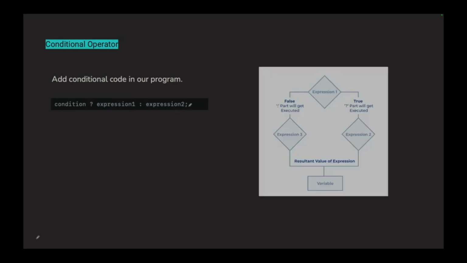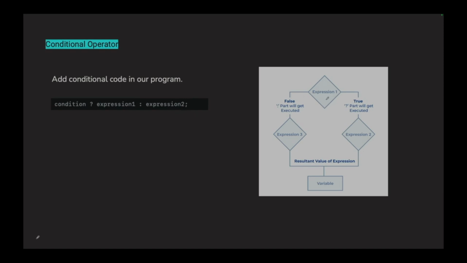Next is the conditional operator. The conditional operator is also one of the statements we frequently use in our program. Adding conditional code in our program will make it very easy to solve small conditions. This is the syntax for the conditional operator. Here you can see the condition, one question mark sign, expression 1, and the colon and expression 2. Now what is meant by this? Let's go to the flowchart.